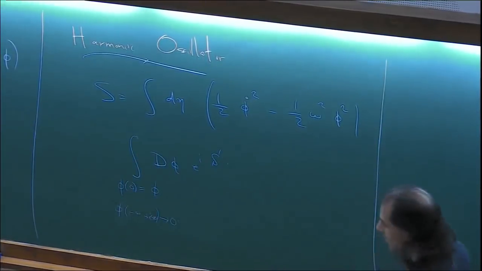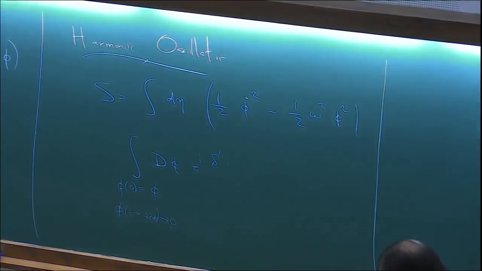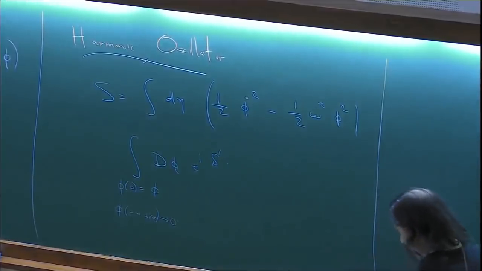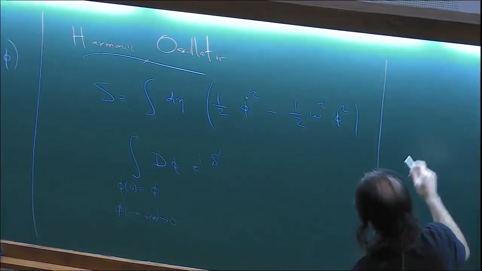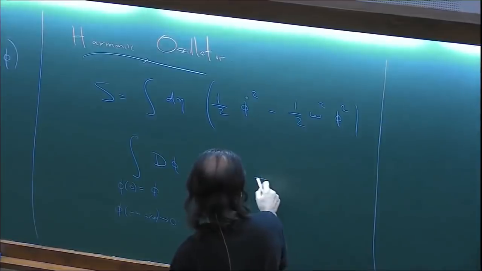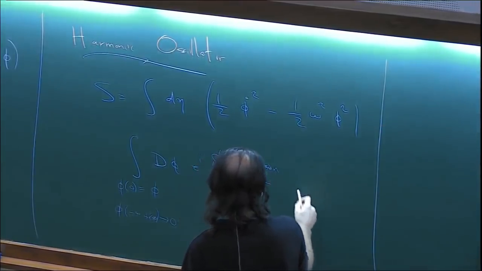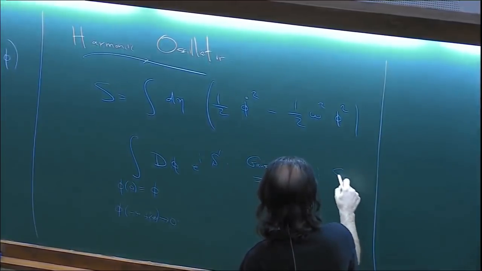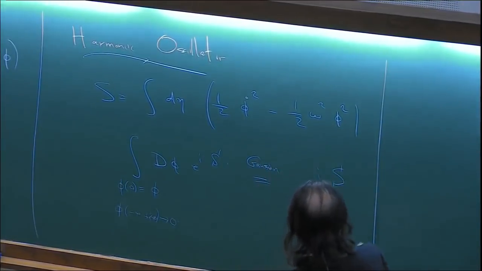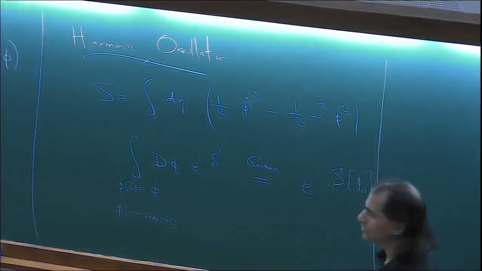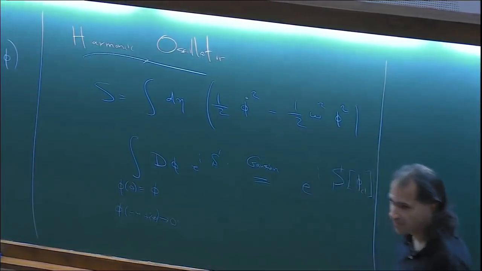Okay, well, how do we do this calculation? Well, this is a Gaussian integral. So for Gaussian integrals, we know that the path integral is just proportional to e to the i times the action evaluated on the saddle point, the classical solution. But the classical solution has to, of course, satisfy these boundary conditions.